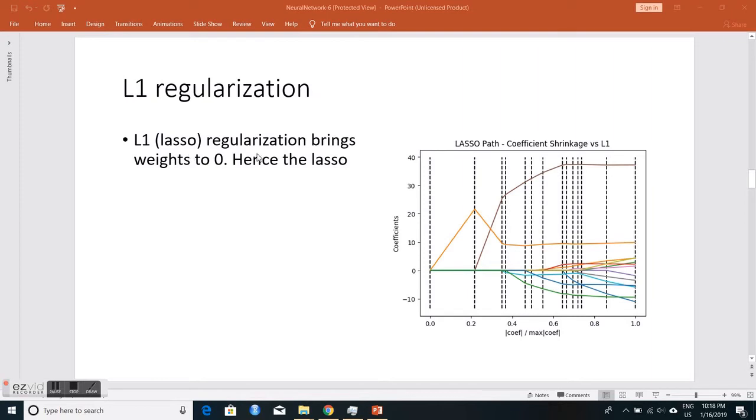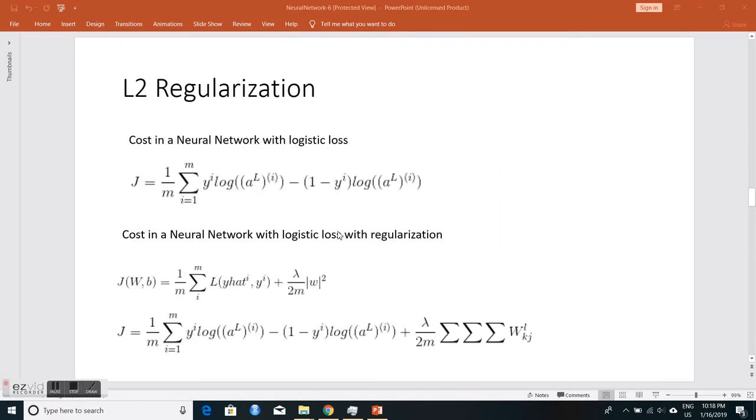And L1 regularization is lasso regularization. In this case, at lambda equal to 1, let's assume these are the weights of the coefficients. As you go towards the left, at this value you can see many of the weights have already reached zero. This is known as lasso regression. However, L2 regularization is more popularly used than L1. So the cost in a neural network, the logistic loss, is given by the average over the logistic loss, y log a into 1 minus y log a L.